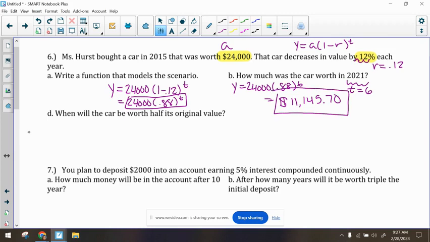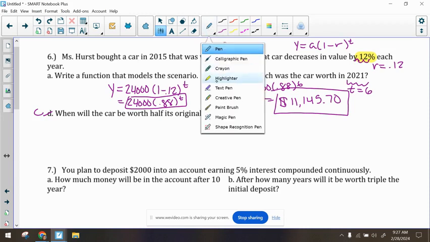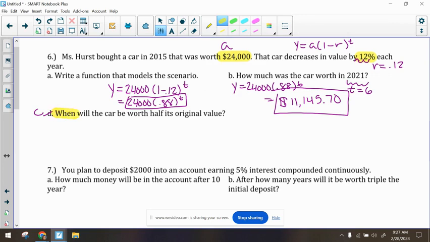All right, and this should say question C, but either way, when will the car be worth half its original value? So I know that they're asking me a when question. That means that I'm solving for time. So t should be my unknown that I'm solving for. They also tell me it should be worth half its original value, which would be 12,000 equal to 24,000 times 0.88 to the t. I'm going to start this one by dividing by 24,000 on both sides.